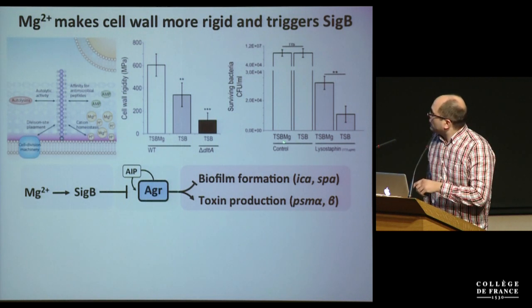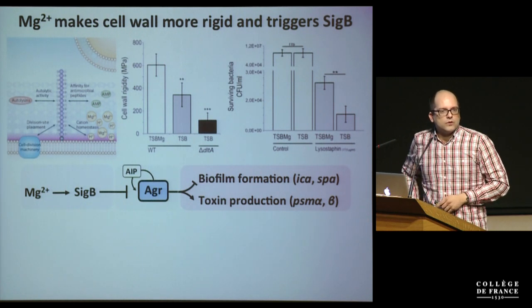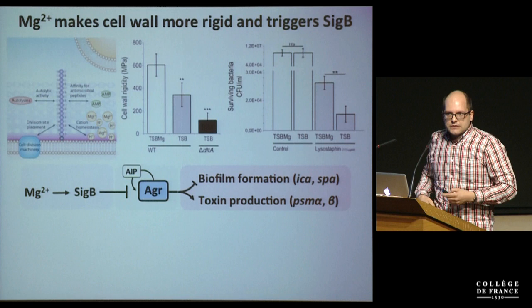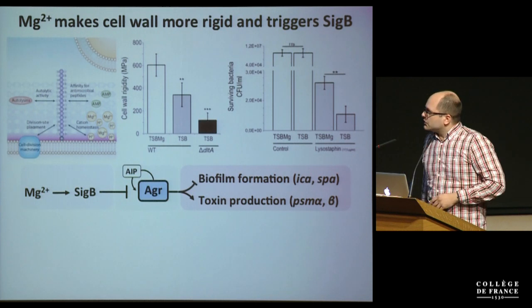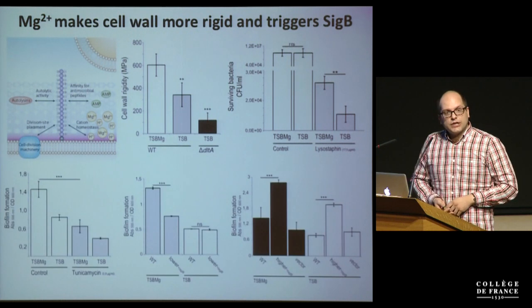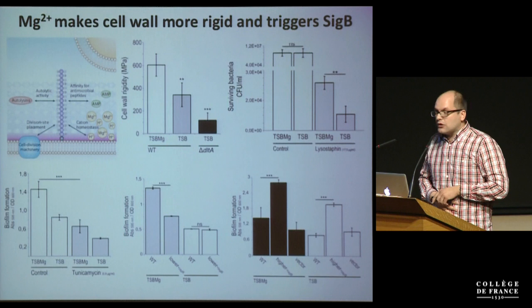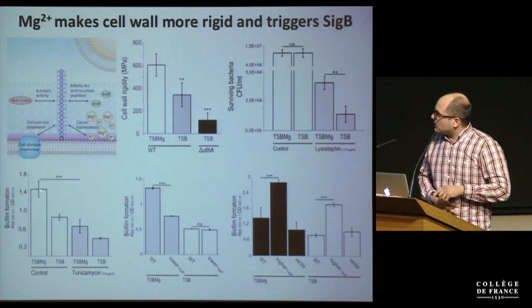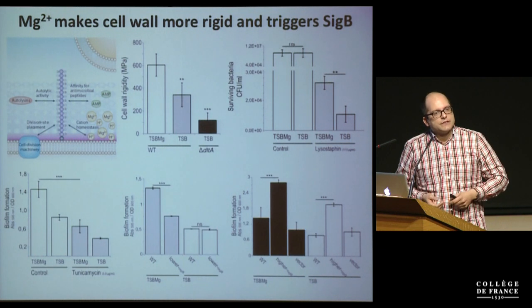While without lysostaphin, we have more cells, but the number of survivors is comparable. So it seems like the effect in TSB magnesium is related to the cell wall. We also think teichoic acids are involved: when we apply tunicamycin, which is an inhibitor of teichoic acids in the cell wall, the differences between TSB magnesium and TSB are lower, which led us to generate two different phenotypes in Staph aureus.